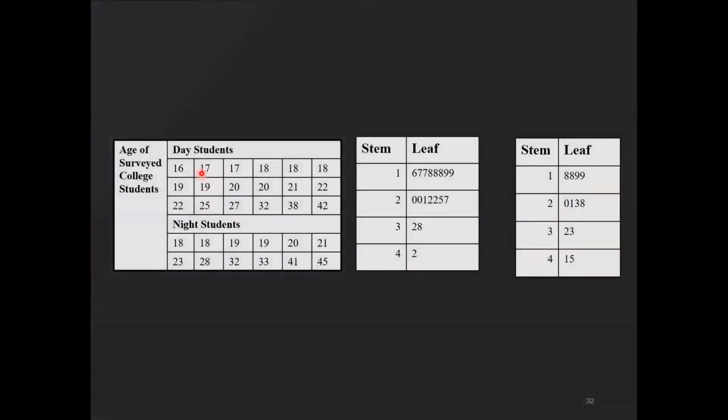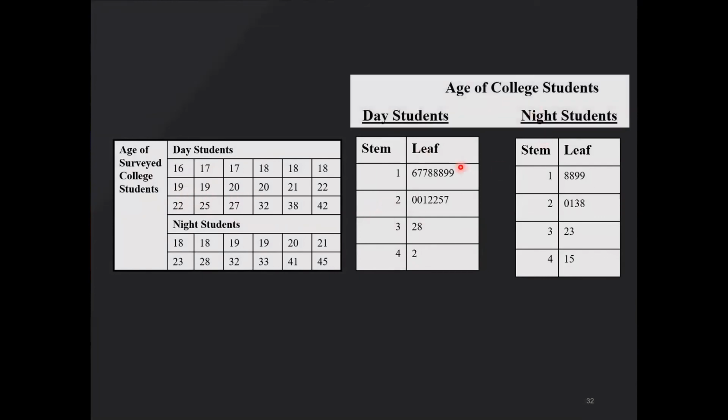So let's have a look at an example. We had this particular example, and this is what a stem and leaf plot would look like. So you have your day students, your stem would be your leading digit, which is your first digit here, and your leaf would be the trailing digit. So you have 6, 7, 7, 8, 8, 8. As you can see here, 6, 7, 7, 8, 8, 8. If you take 3, you have 2 and 8. If you take 4, you have 2. That is your day students. Similarly, for your night students also, you have a stem and leaf plot.